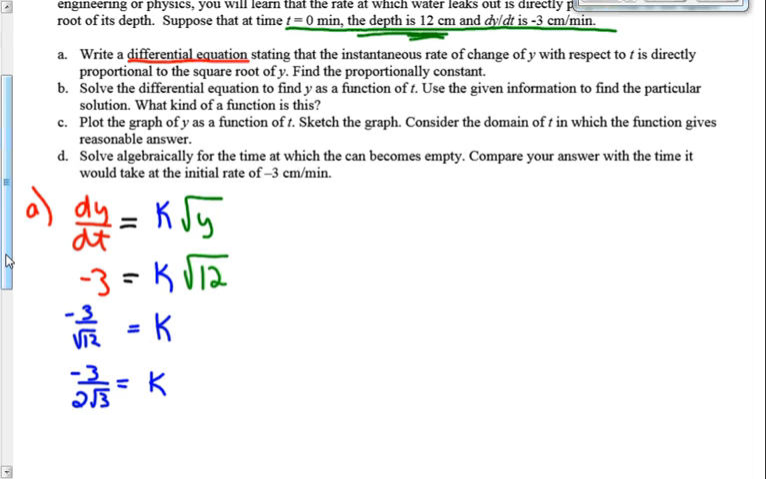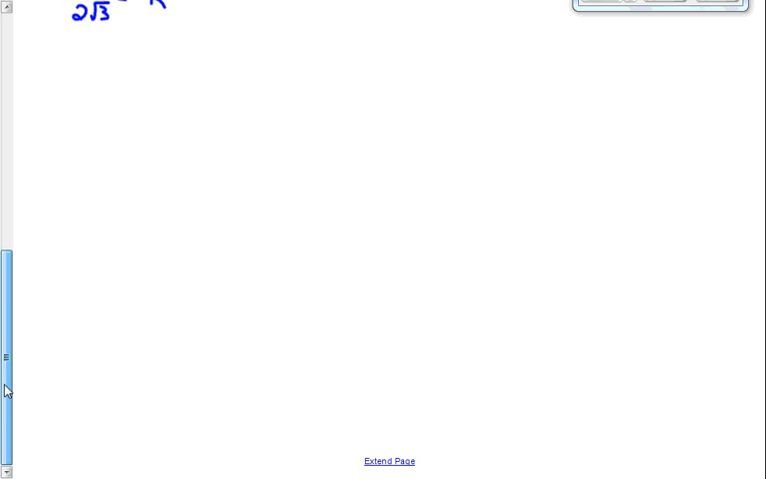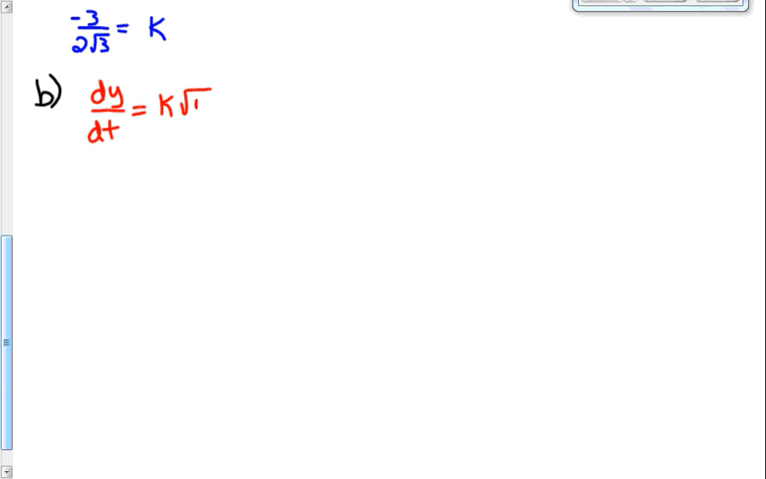Okay, so for part B, I'm going to scroll down. I'm going to go ahead and just start with my differential equation, and I'm going to use k instead of the actual number, just to make it easier to write. So dy dt is equal to k times the square root of y. So first thing I need to do is separate my variables. So I'm going to multiply by the dt, and I get dy is equal to k square root of y dt, and then I need to divide by the square root of y to get my variables completely separated. And I have dy divided by the square root of y is k dt.